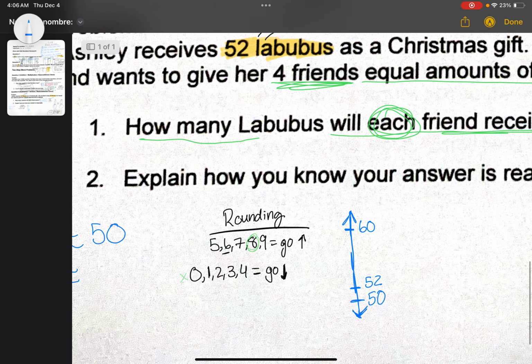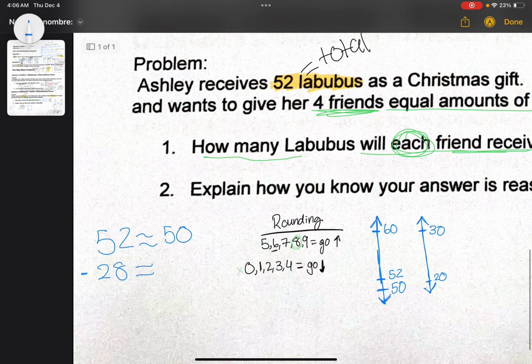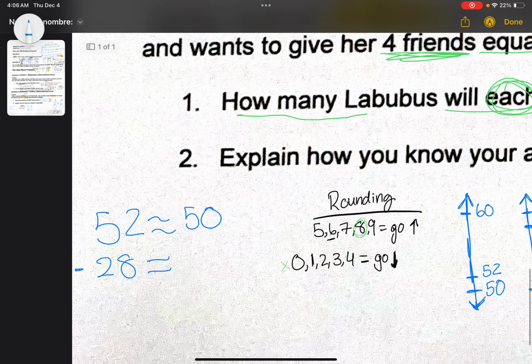Now, let's do the same thing for 28. Our lowest tens will be 20. Our highest tens will be 30. Now, where should 28 go? It's not at the bottom because it's not that close to 20, but it's up here because it is closer to 30. So by rounding 28, we will have the number 30.